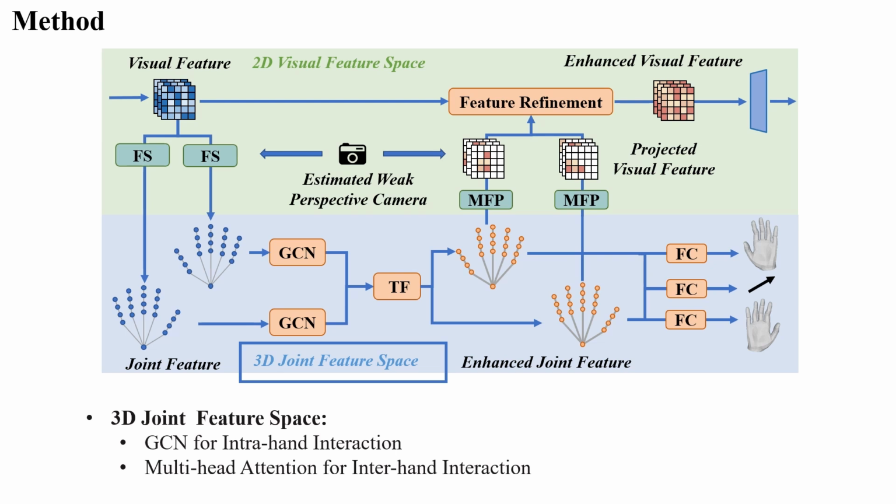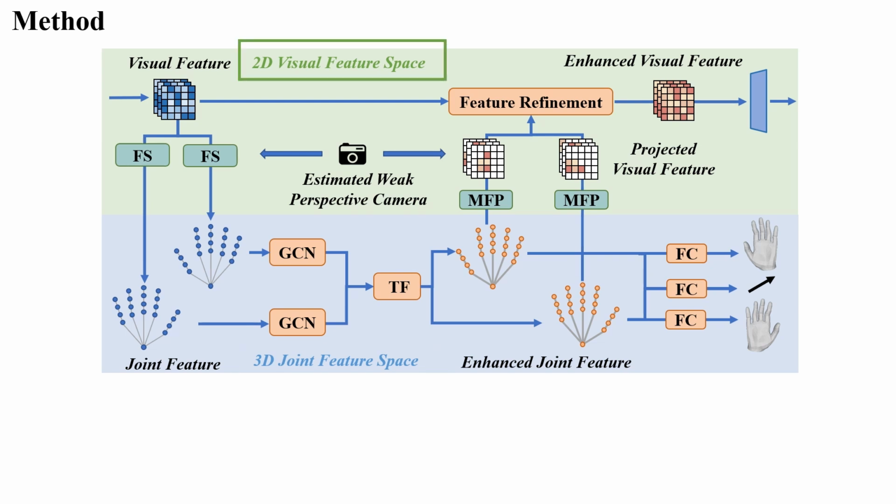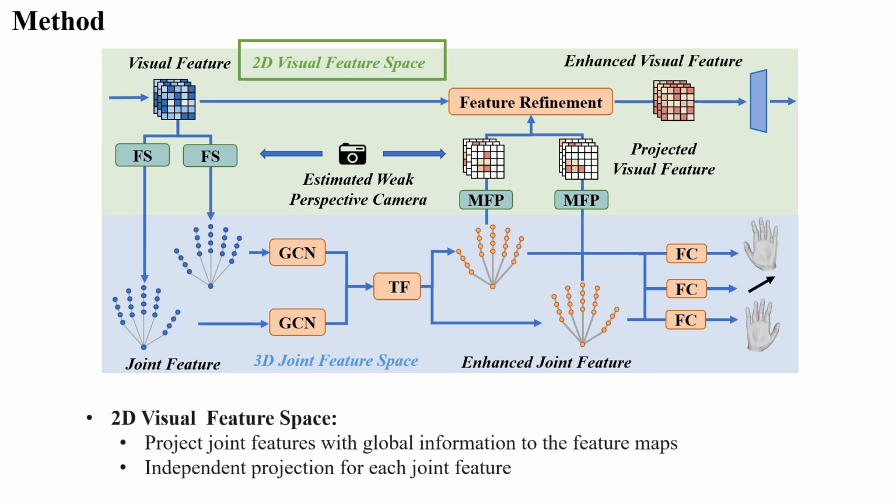Finally, we use the enhanced joint features to predict the model parameters of two hands and the spatial relationship between the hands. Then, we project the 3D joint features into a 2D visual feature map through coordinate interpolation. To avoid feature confusion caused by projecting joints back to the same pixel location, we independently project each joint into a visual feature map. We utilize a convolutional module to fuse the projected visual feature maps and original visual feature maps. Joint features with global information can provide strong disambiguation cues for visual features while filling in the lack of image information caused by mutual occlusion.